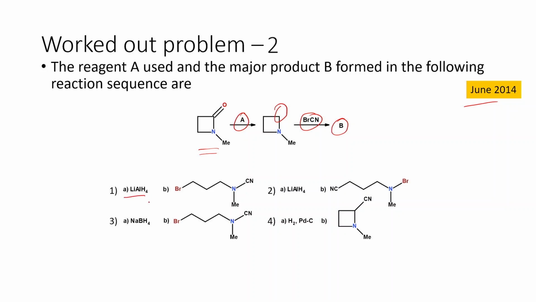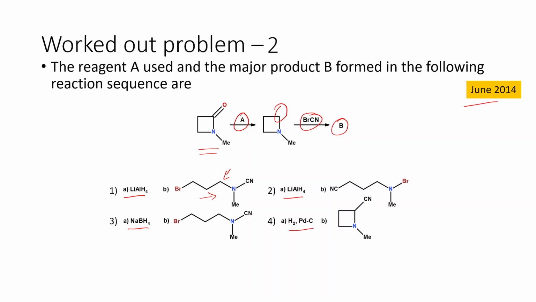So the first reagent given is lithium aluminum hydride, that is a reducing agent, and the opening up of the beta lactam ring, actually the reduced cyclic amine ring opens to give the substituted derivative. So that is the first combination. And in the second one also we have lithium aluminum hydride as a reducing agent. Third one has sodium borohydride, and the fourth one has hydrogen and palladized carbon.